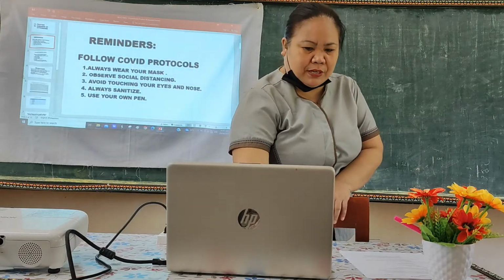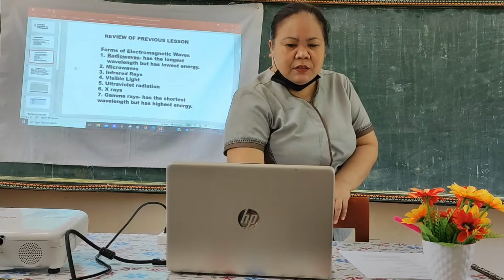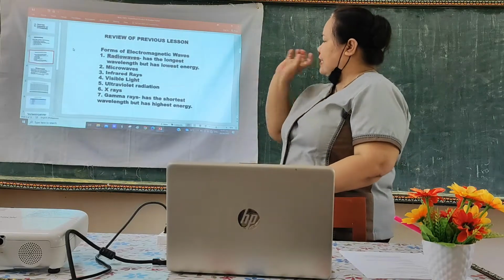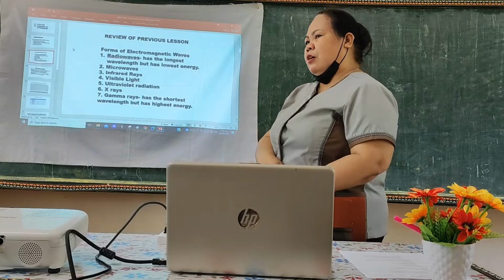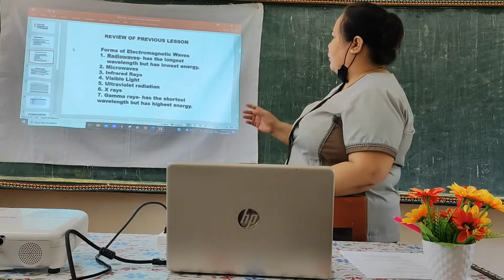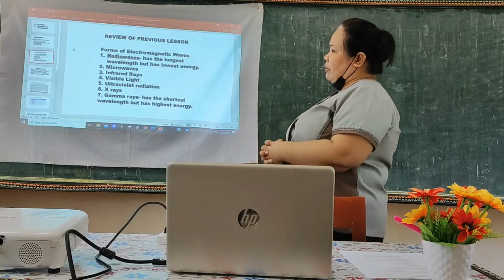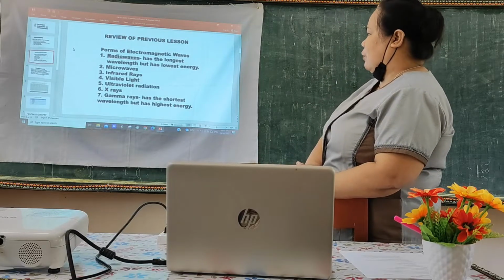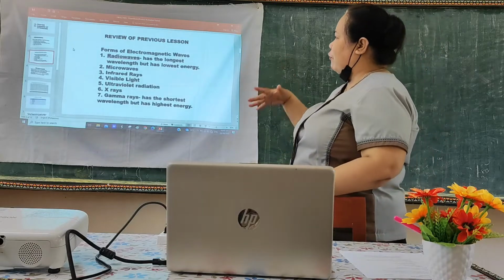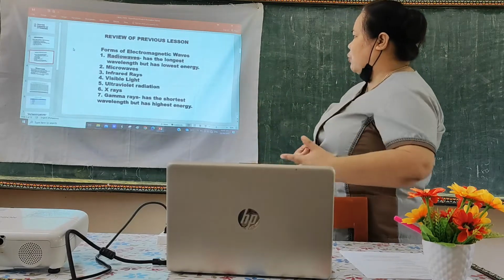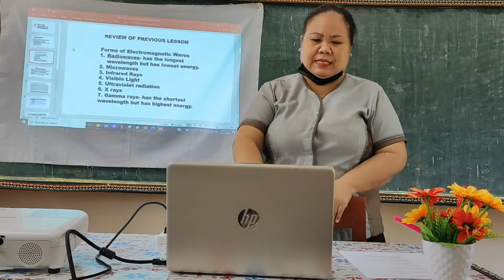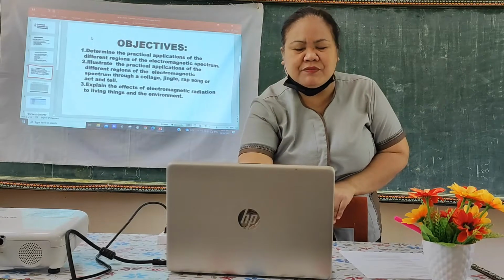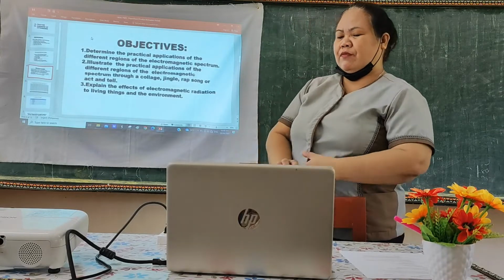After giving the reminders, we have the review of the previous lessons. Okay? This lesson is a follow-up of the electromagnetic wave. So we have here the review of our previous lessons regarding different forms of electromagnetic waves. We have the 7 forms of electromagnetic waves, the radio waves down to the gamma rays. Okay? After giving the review of previous lessons, we have the presentation of the objectives.